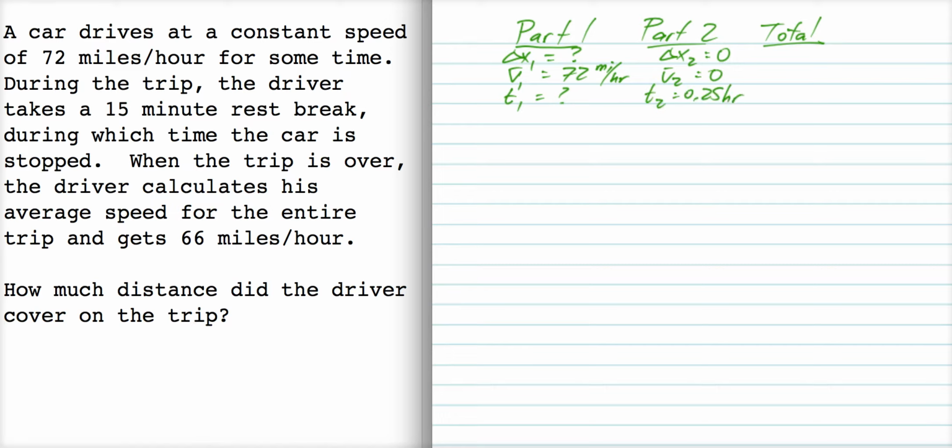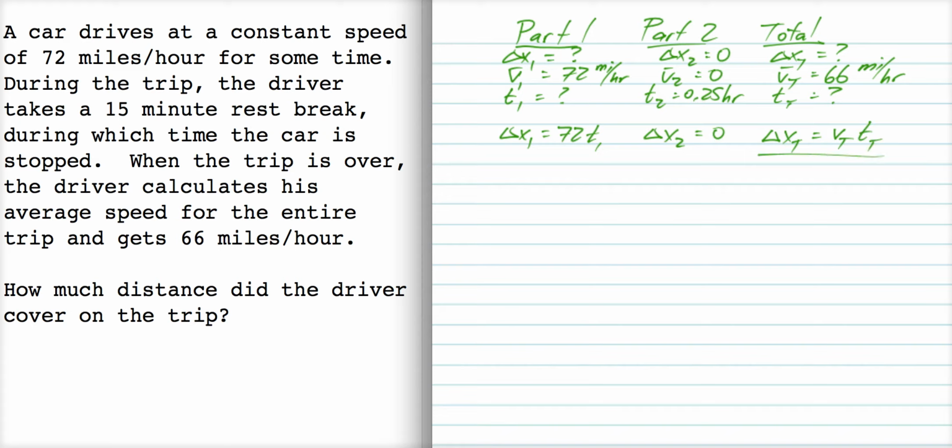And then for the total trip, we don't know the total distance traveled, but we do know the total average velocity is 66 miles per hour. And we don't know the total time. So what to do? Well, we know for part 1 that delta x1 is equal to 72t, but that doesn't really help us because we don't know either one of those. For part 2, we know that delta x2 is just 0. And for part 3, we know that delta x total is equal to v total times t total.